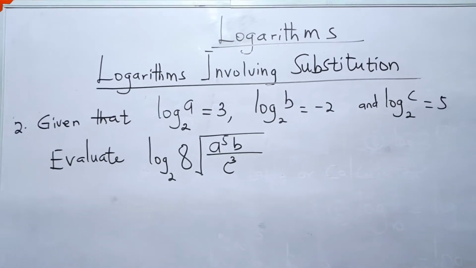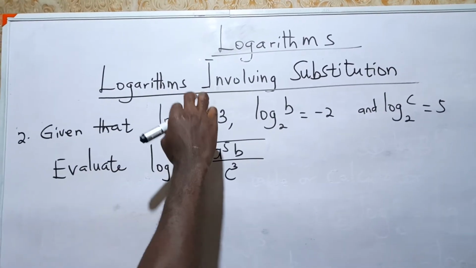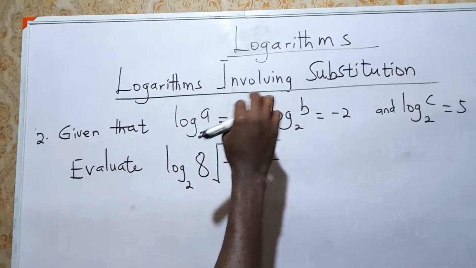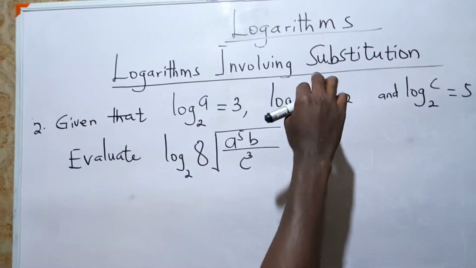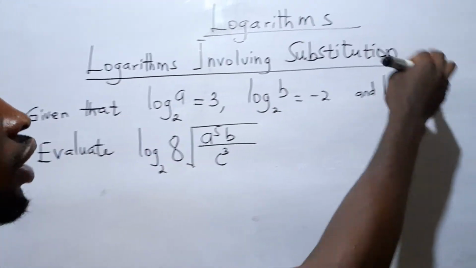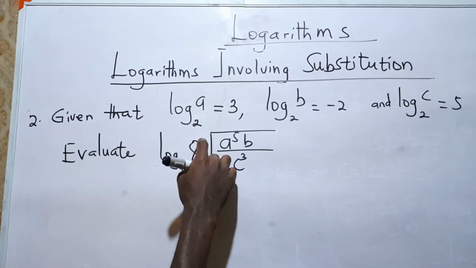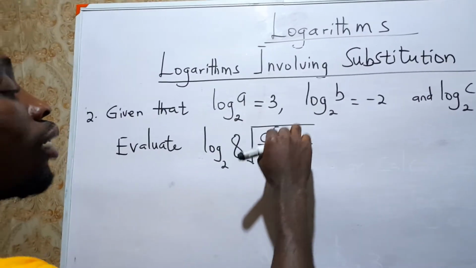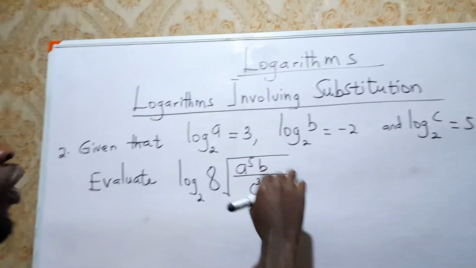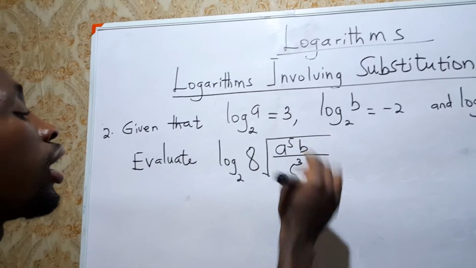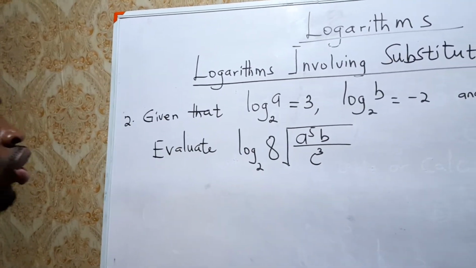So our second question says that given that log a base 2 is equal to 3, log b base 2 is equal to negative 2, and log c base 2 is 5, we should evaluate log 8 times the square root of a exponent 5 times b over c exponent 3 base 2. So how do we solve that?